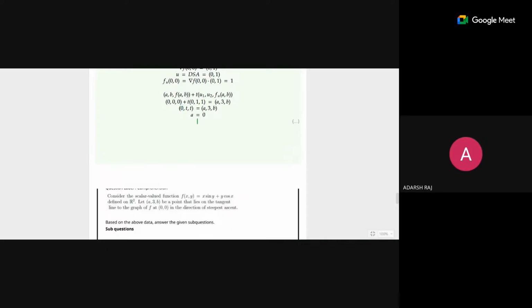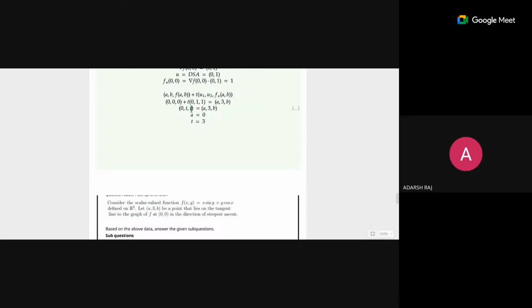So we just compare this. Here we have 0 and here we have a. So the value of a will be what? Just compare this. So the value of a we are getting is 0. And here we have t, and here we have 3. So t will be what? t is equal to 3.